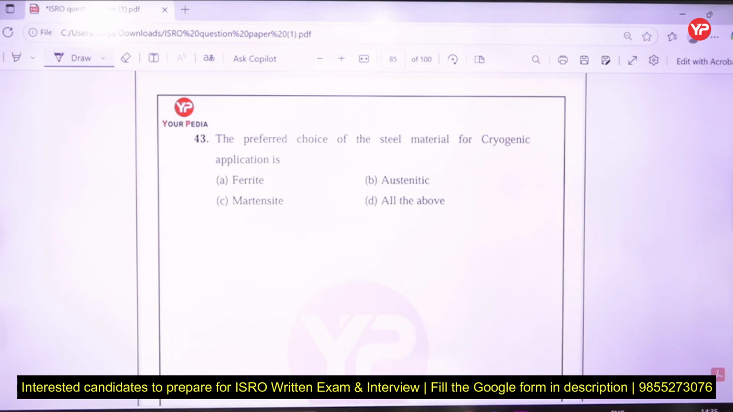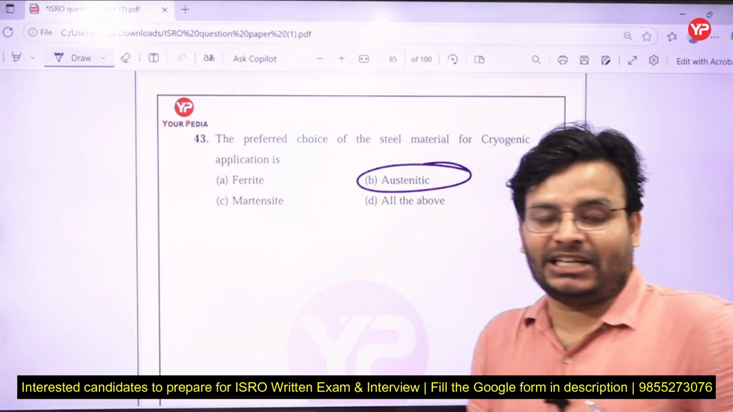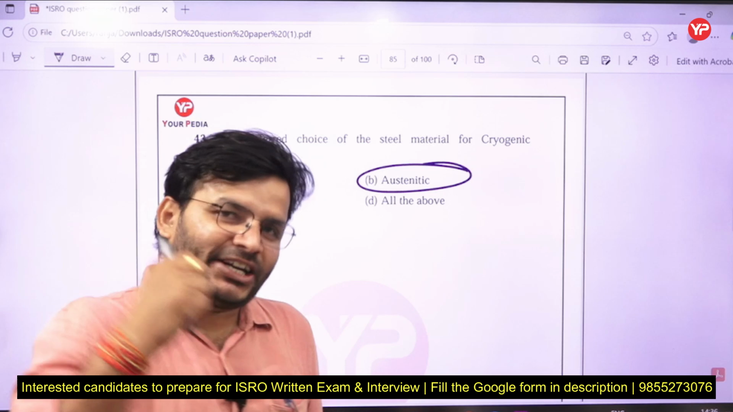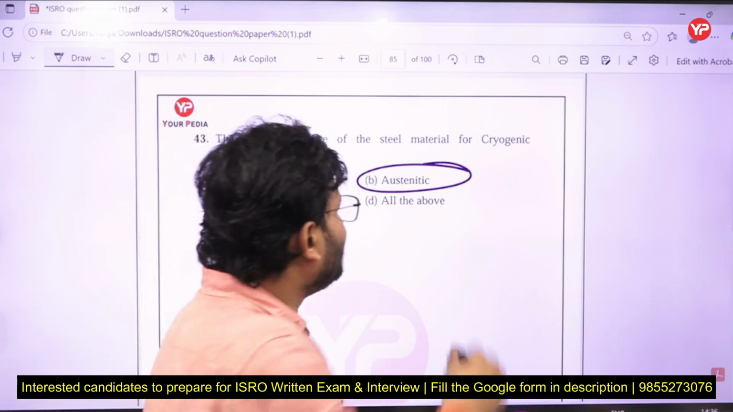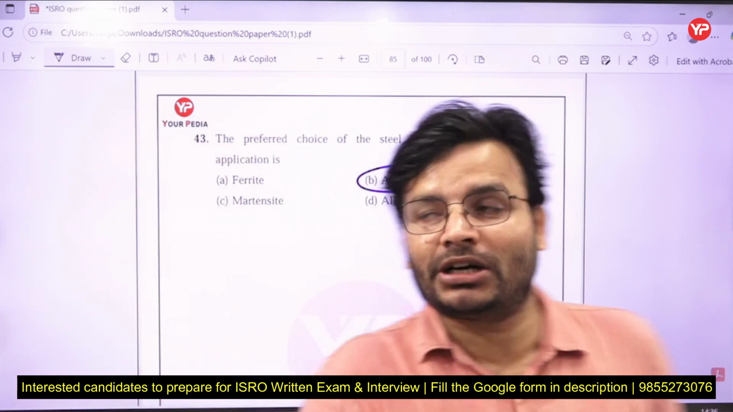Now, the preferred choice of steel material for cryogenic application: ferrite, austenite, martensite, or none of the above. The preferred steel material for cryogenic application is austenitic steel. Why? Because austenitic steel maintains excellent toughness, ductility and strength at extremely low temperature. Austenite can maintain its ductility, toughness and strength even at a very low temperature. That is one of the good properties of austenite. That's why in cryogenic applications you are going to use austenite.